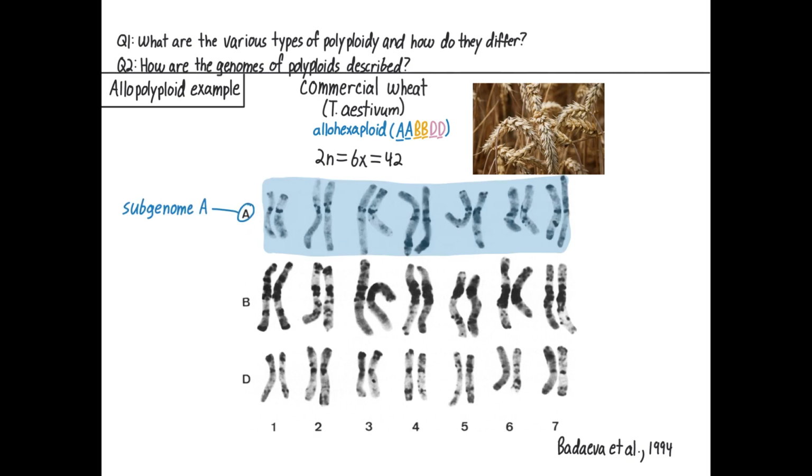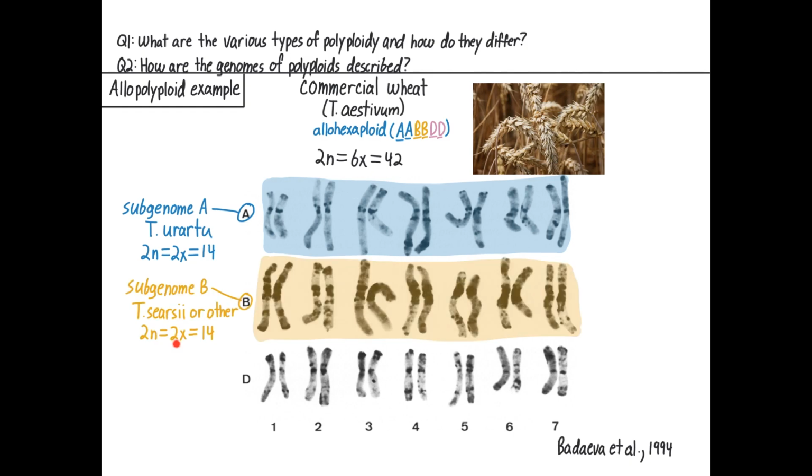The A subgenome came from one 2x equals 14 species. The B subgenome came from another 2x equals 14 species, and the D subgenome came from a third 2x equals 14 species. Each subgenome has 2 chromosome sets, which comprise the 6 sets of the hexaploid.